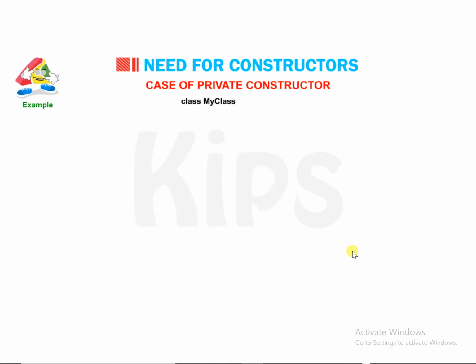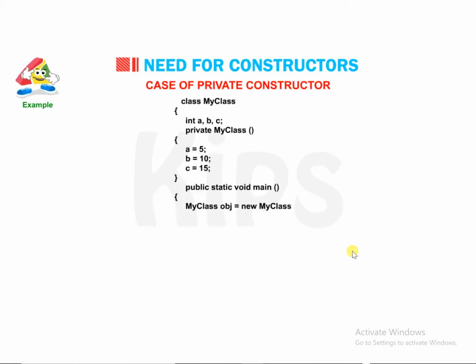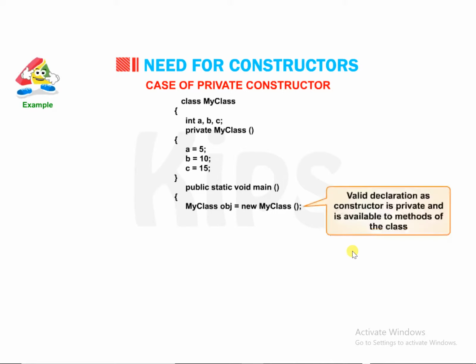Class myClass, braces open, int a, b, c; private myClass(), constructor defined as private. Braces open, a = 5; b = 10; c = 15; braces close. Public static void main(), braces open, myClass object = new myClass(); valid declaration as constructor is private and is available to methods of the class.